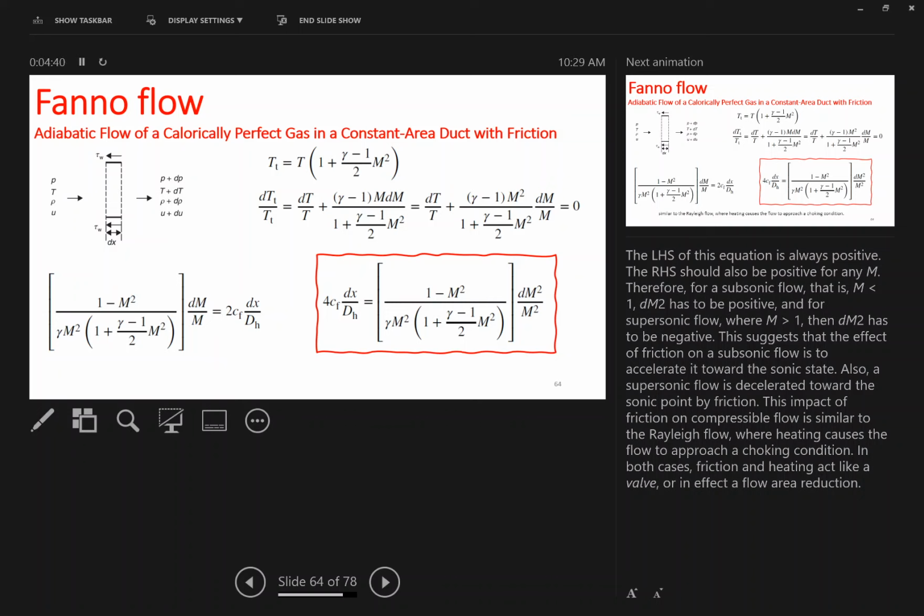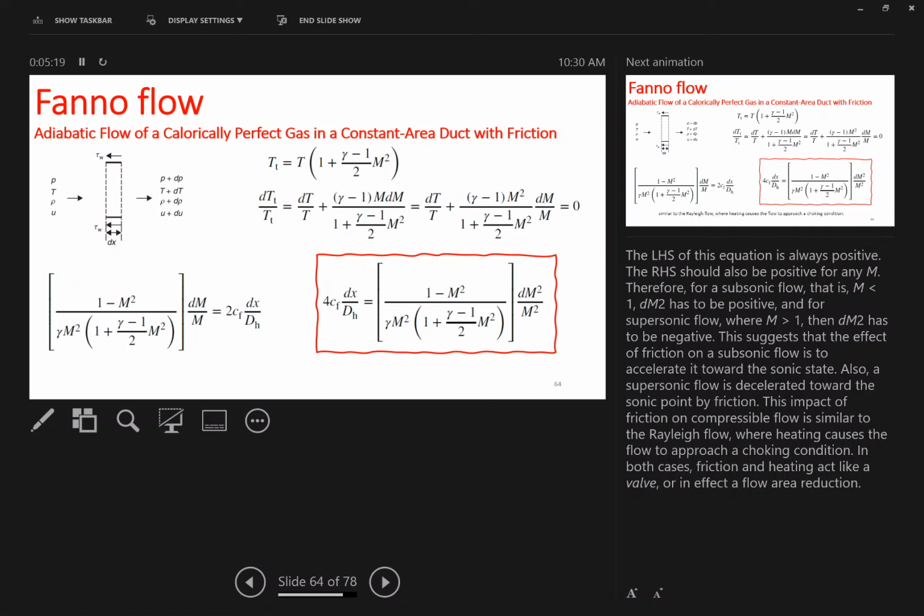Keep in mind for the Fanno flow, we derived the equation for a very small element inside the duct, right? So that's why we have the derivatives, dM and dx, right? So to be able to apply that equation, before going forward, let's talk about the relationship between the changes in Mach number and the friction coefficient, between the left-hand side and the right-hand side of the equation, right?